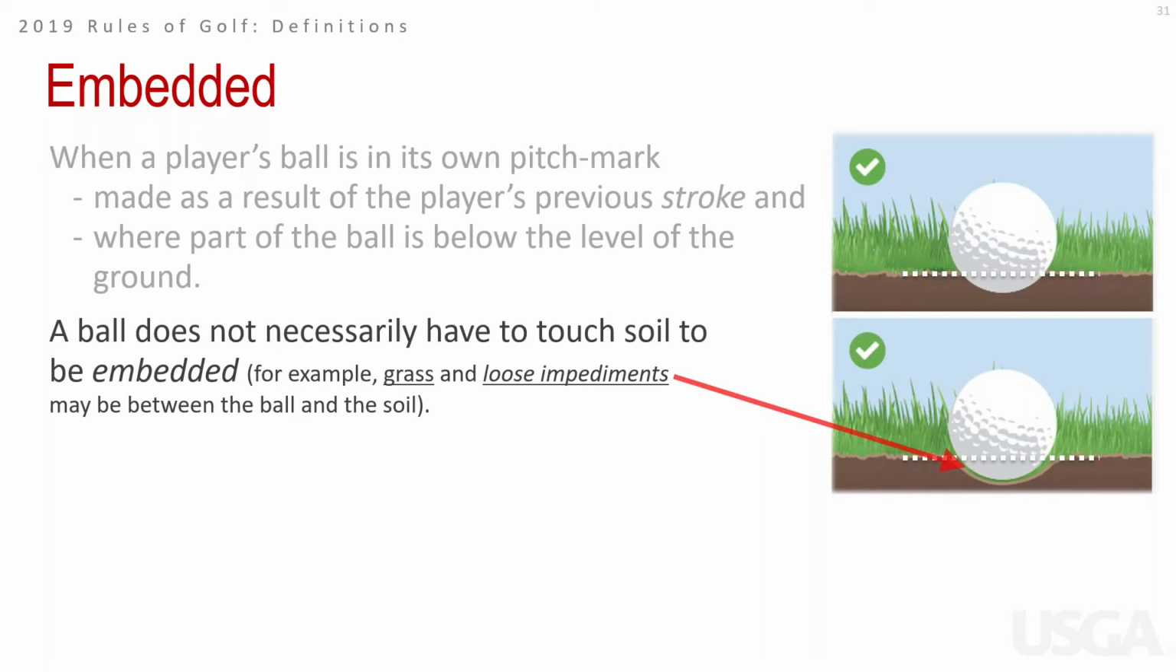The examples given to us here are grass or loose impediments, maybe between the ball and the soil. This happens quite a bit when you have some wet surfaces and you get some grass that comes down in between the ball and the soil.